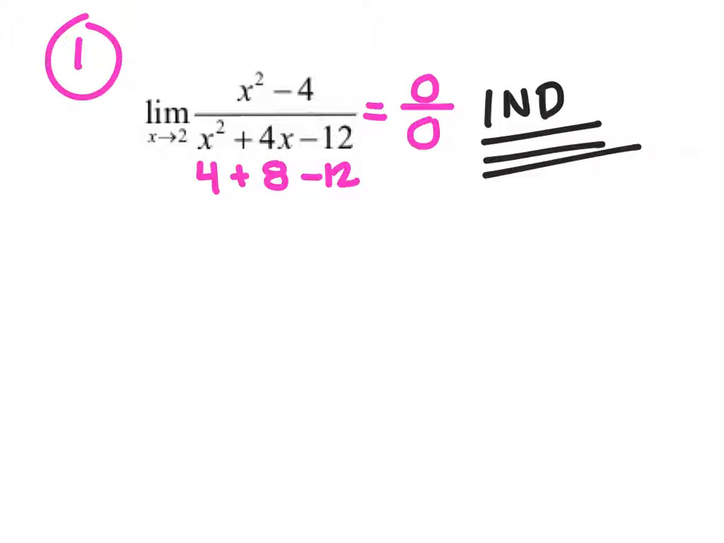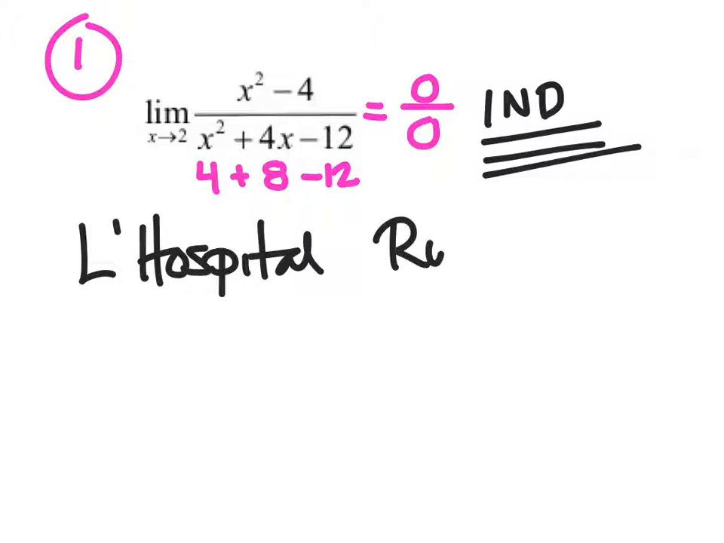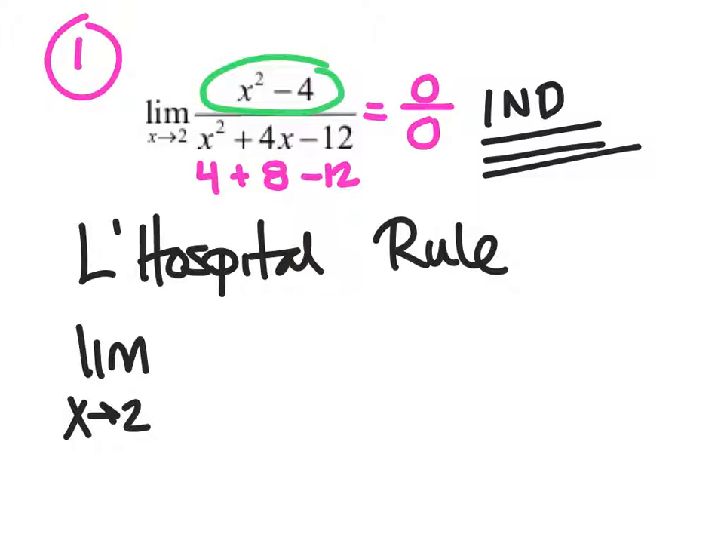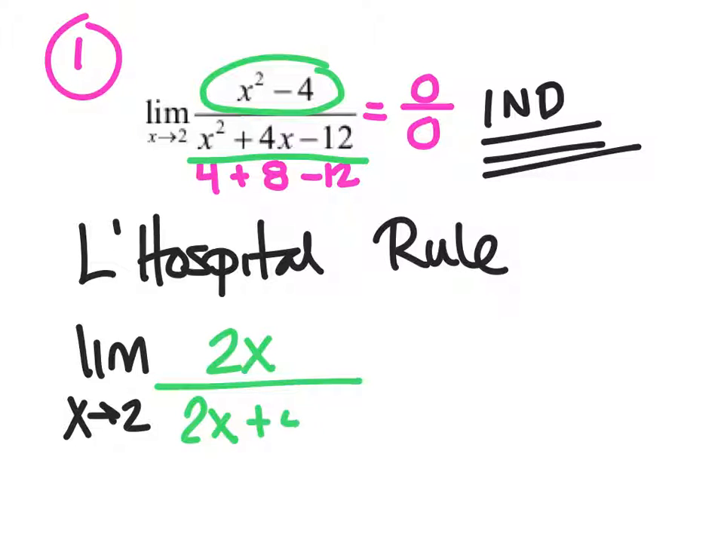So now that I have indeterminate, I can apply L'Hopital's rule. And L'Hopital's rule said, you're going to remain with your limit, so it's the limit as x approaches 2. But here's what we do. We take the derivative of the numerator, so that just becomes 2x, and we divide that by the derivative of the denominator, 2x plus 4. And now I take the limit again. So now when I substitute 2 in, I get 4 over 8, or 1/2.